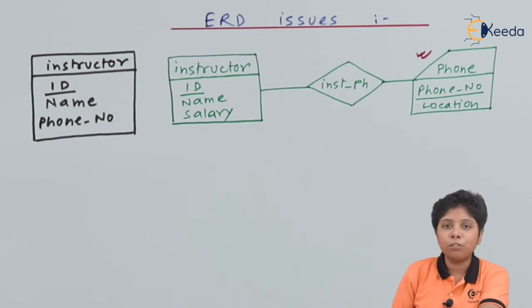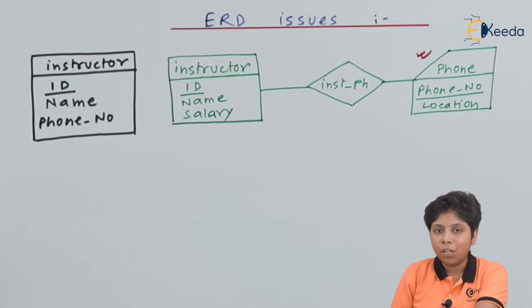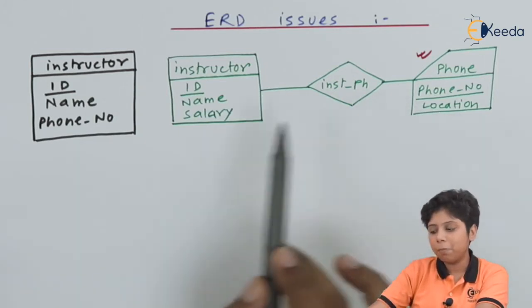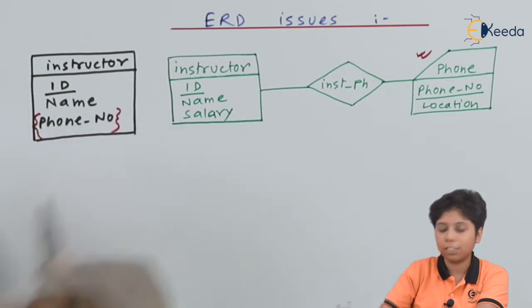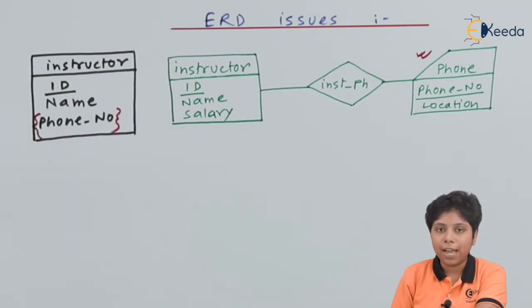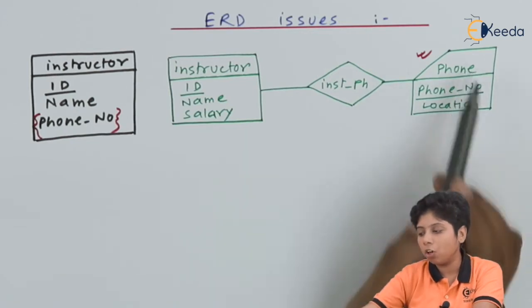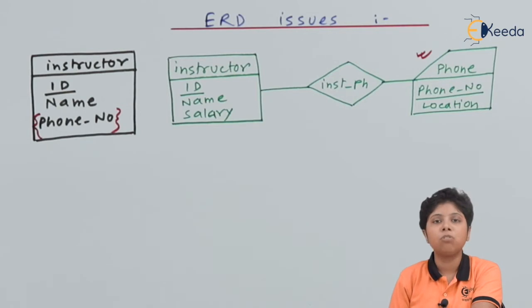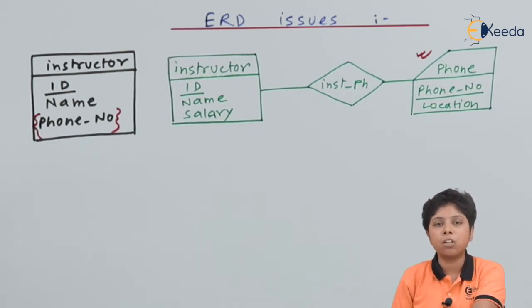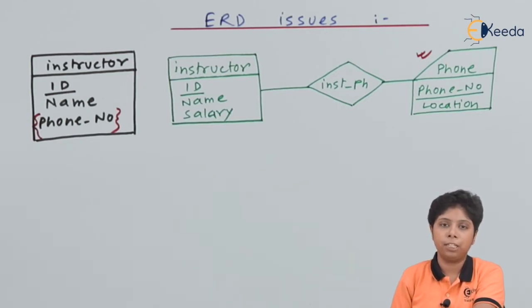So what are the issues that we face now? We got a phone that can be attached as a multi-value in the phone number of the instructor relation, as well as we are using a keyword that we can generally use as an attribute name for another relation or entity. Now the same name being an attribute or an entity can be confusing and can result in the ERD malfunctioning.